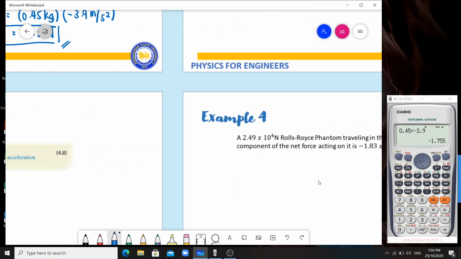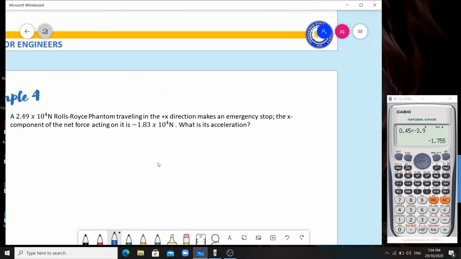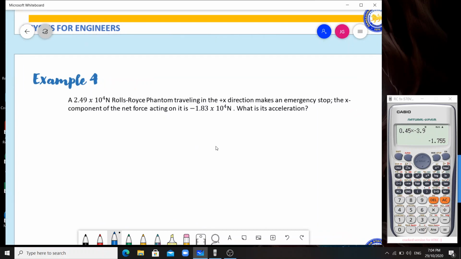Ayan. So, let us apply it in example number 4. A 2.49 times 10 raised to 4 Newton Rolls-Royce Phantom traveling in the x direction makes an emergency stop. The component of the net force acting on it is negative 1.83 times 10 raised to the 4 Newton. Okay? What is its acceleration? So, halimbawa meron tayong kotse.